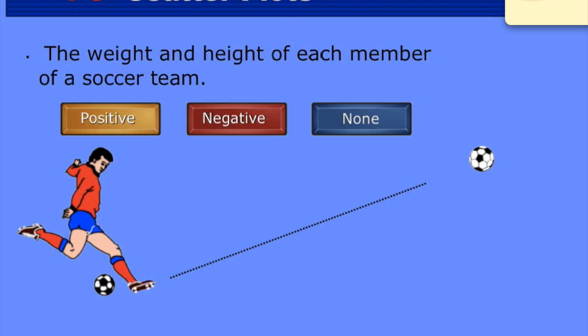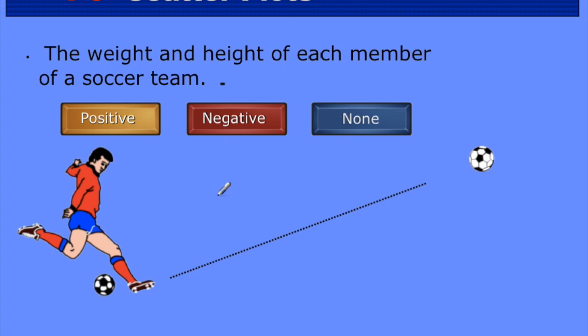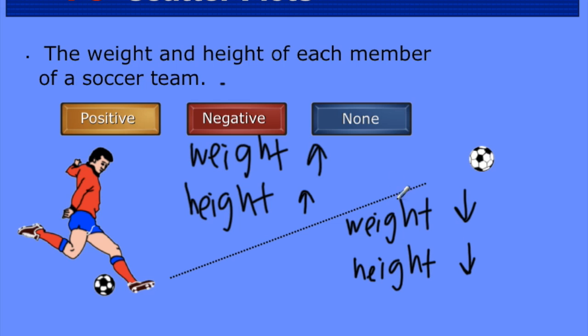Now, let's look at the weight and height of each member on a soccer team. So let's think about it. If my weight goes up, what would happen to my height? Well, it's assumed that as you get taller, you weigh more. So both of these are going up. If my weight goes down, if I have a smaller weight, then my height would also be down. So it is a positive.